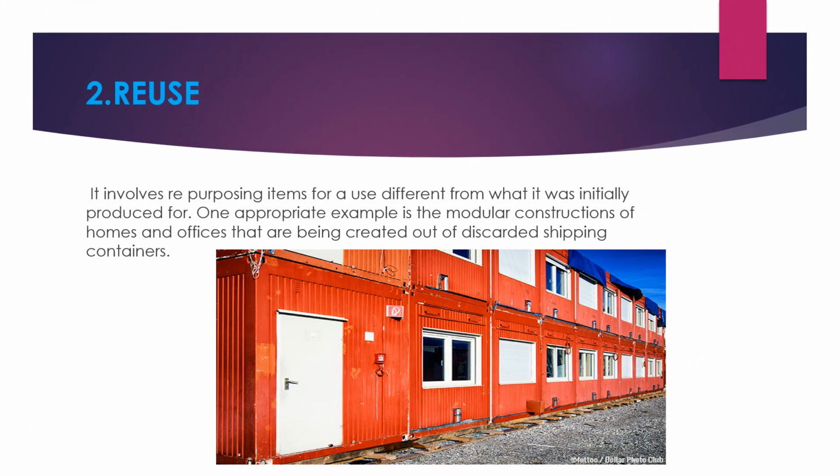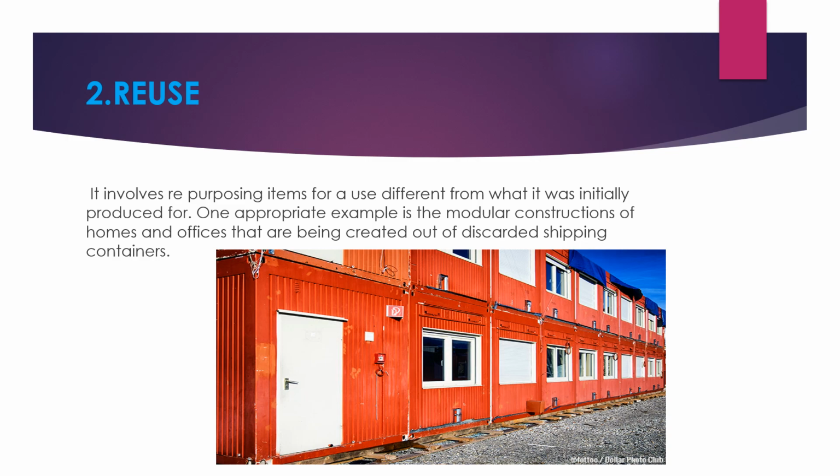We have number two, reuse. It involves repurposing items for use different from what they were initially produced for. One appropriate example is the modular construction of homes and offices that are created out of discarded shipping containers. This is an example where you see containers here. These are containers that were already used mostly for ferrying products or goods from one place to another, for example from Mombasa maybe to Uganda. You can see these containers have been turned into offices or maybe houses.